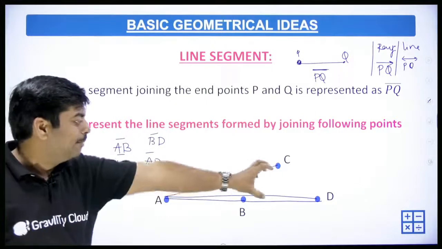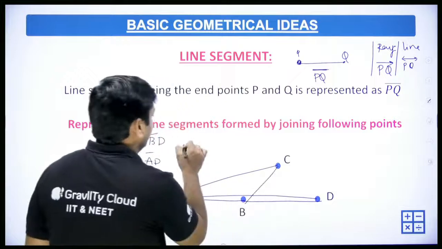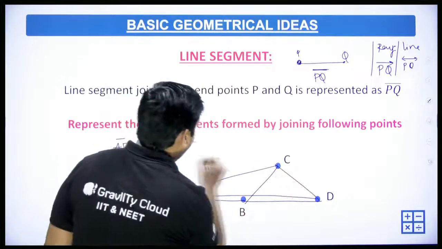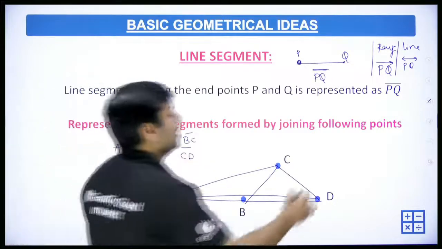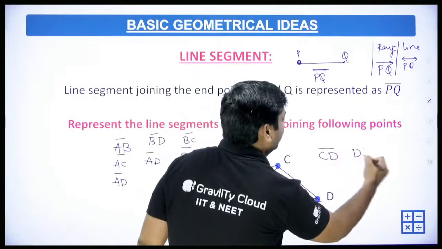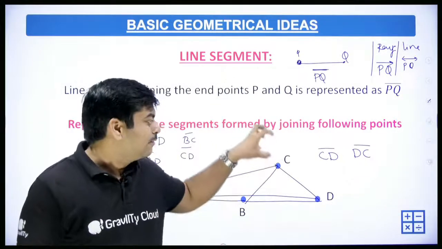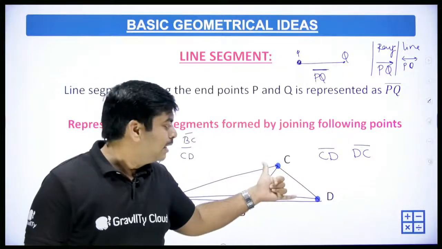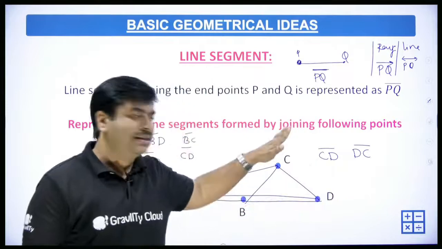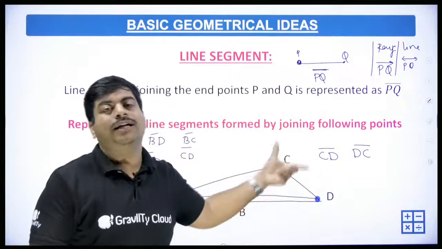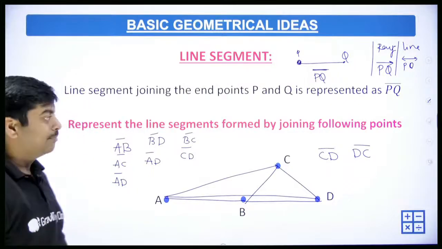We can go with BC bar, and CD bar or DC bar. Both are the same. Why? Starting from C to D, or starting at D and ending at C, you get the same line segment. So that is how we represent line segments.